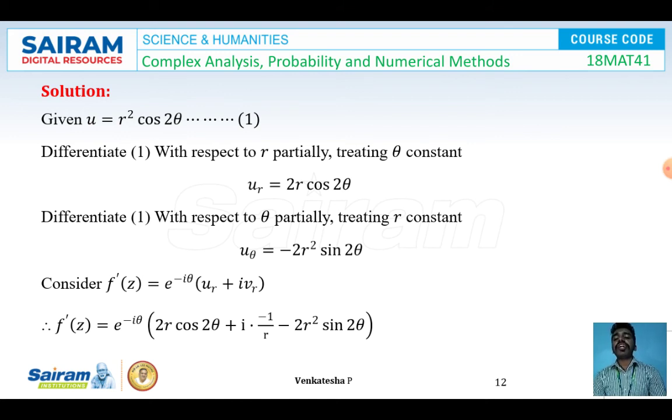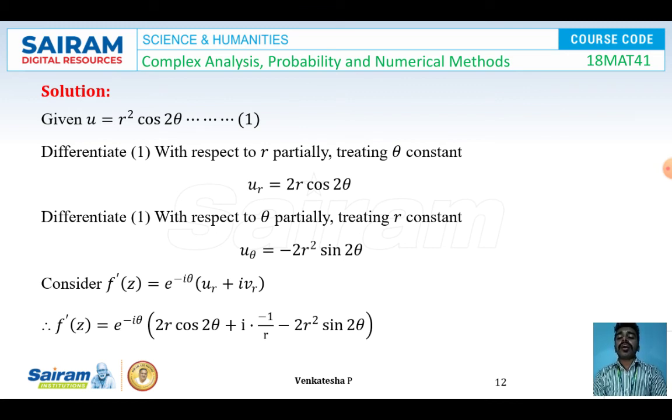Similarly, differentiating 1 with respect to θ partially, treating r constant. Since r is a constant here, ∂u/∂θ will become r², I'm keeping as it is, differentiating cos 2θ, I got −2 sin 2θ. So now I'm going to use the formula f'(z) = e^(−iθ) (u_r + i v_r).